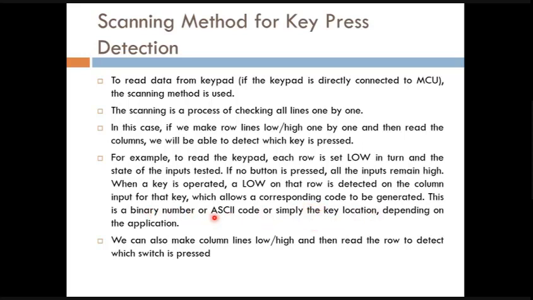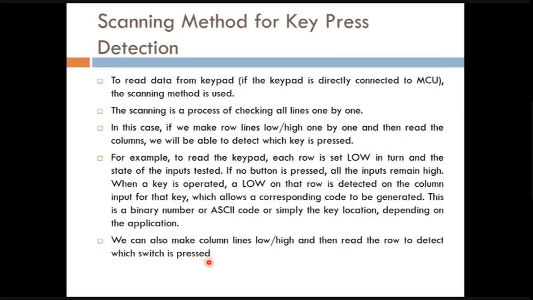This is a binary or ASCII code, or simply the key location. Whenever the program detects which location the push button, switch button or keypad button is pressed, it will return a number. The number is just a location only, okay, and then after that you may proceed to translation of the key, the process or function, and so on, depending on the application.